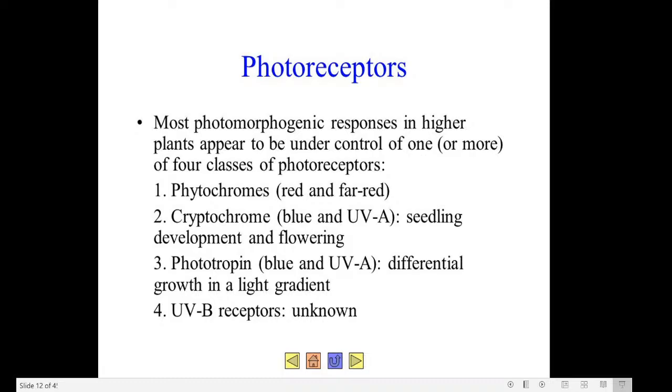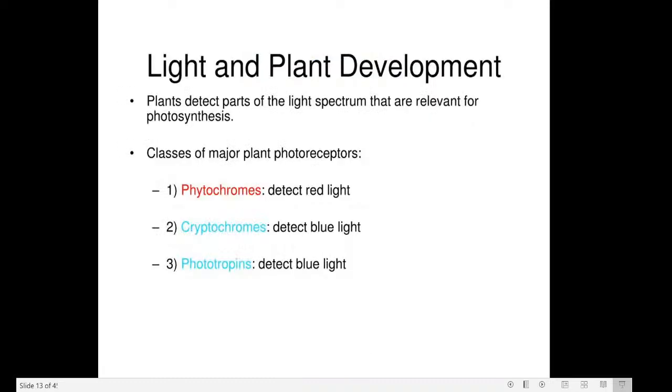Then UVB receptors are separated. These things are in the photoreceptor. In this, based on the light sensitivity, we can tell the concept. Here is another explanation. A red color means red-based light absorbed means phytochrome.